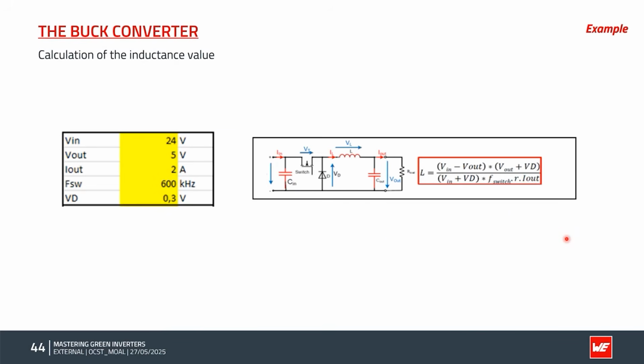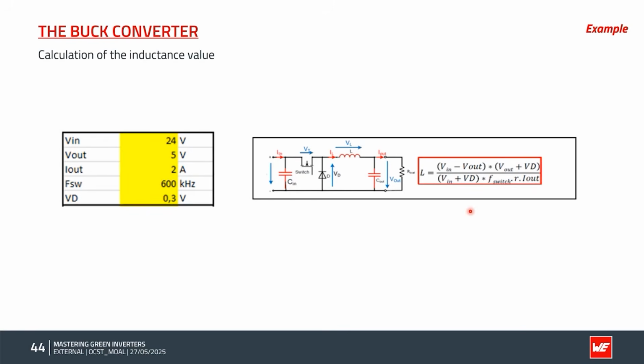On the next slide, we will see an example based on the calculations that we've done for an inductance value with a 24 volt input, 5 volts output, 2 amps, switching at 600 kilohertz, and a drop across the rectifying diode of 0.3 volts. This is the equation that we would be using to calculate the inductance value. This is fairly basic. Again, that includes that R value, that ripple factor, which is a percentage of I out, which is the average current through that inductor.